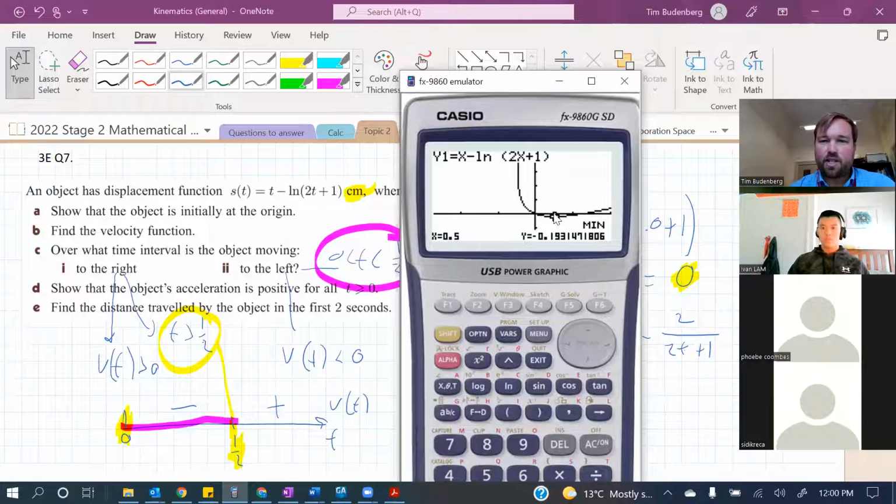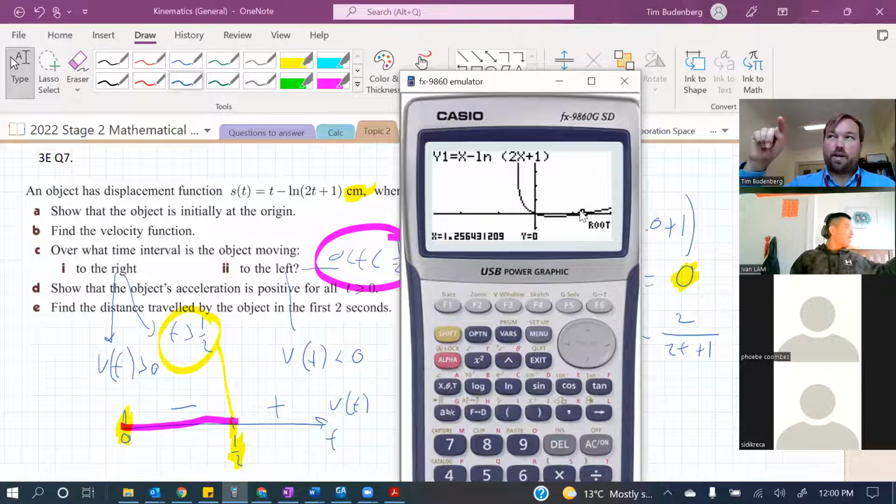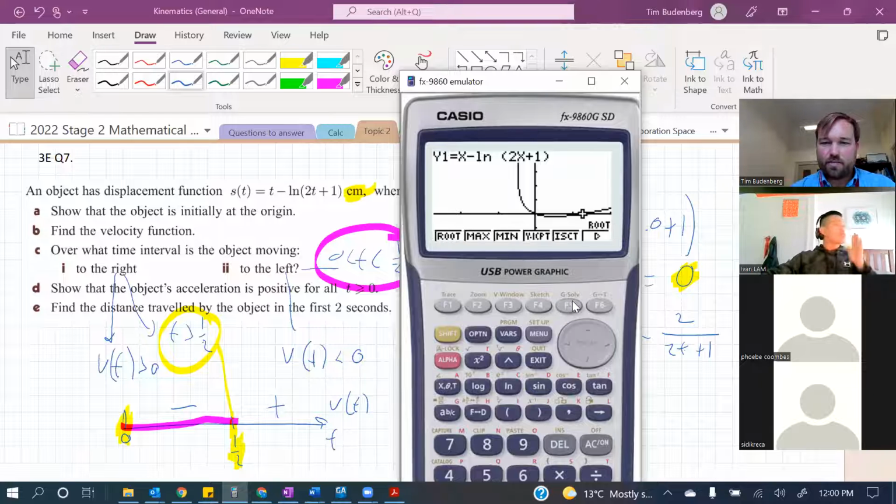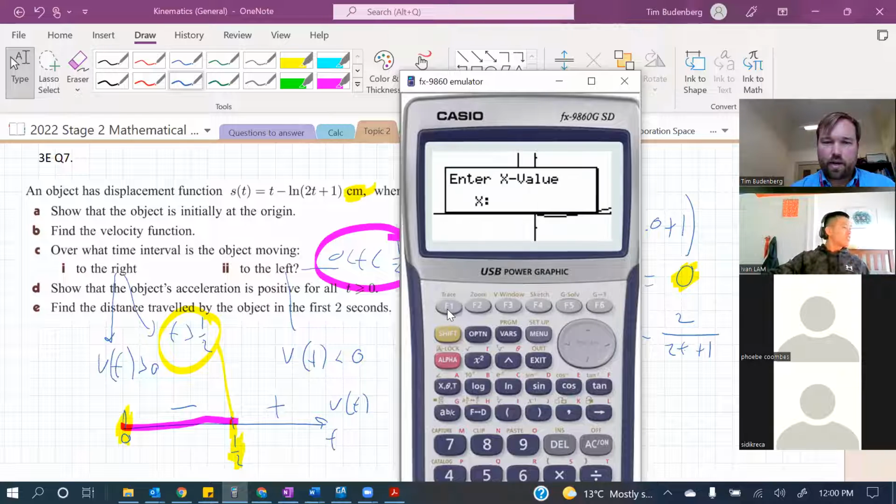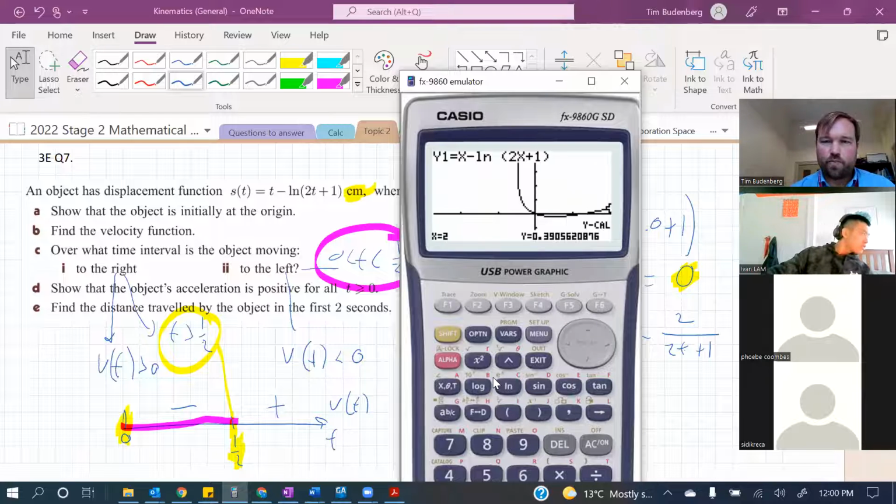So we go to the left 1.93, then we go back up to the origin. So G solve root there and here. You see how that down 1.93 and up 1.93 has happened twice. And then we want to know what happens at the end of the 2 seconds. So I would do y calc x equals 2. 0.39.